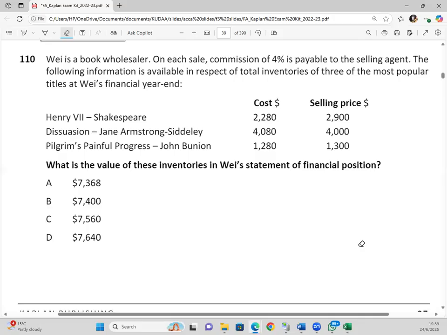So what do we have to do here? From the selling price, you have to remove the commission. Then you get your net realizable value. So you then compare the cost and that net realizable value. So you come to 2.9, you subtract 4% of 2.9. Come to 4,000, subtract 4% of 4,000. Come to 1.3, subtract 4% of 1.3. Then you compare the cost and the net realizable value.